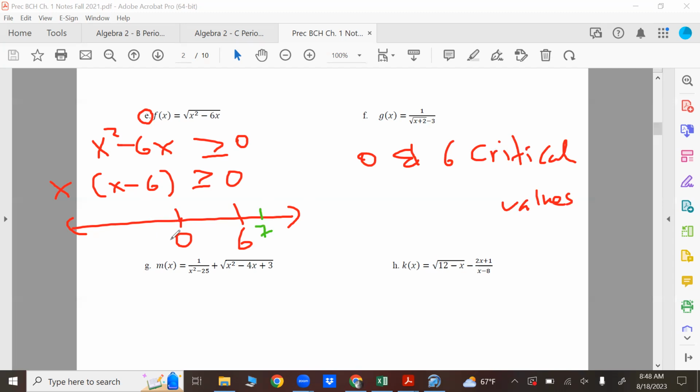Just test one of them. Test the one on the far right. If I plug in 7, of course that's 7, and that's 1. 7 times 1 is positive. Is that true? Yeah. Great, okay. And you guys put a plus symbol up above, right? Okay, without testing the other two, I know it's going to be this. I don't need to waste my time testing the other two.